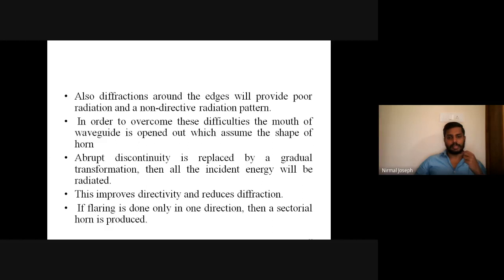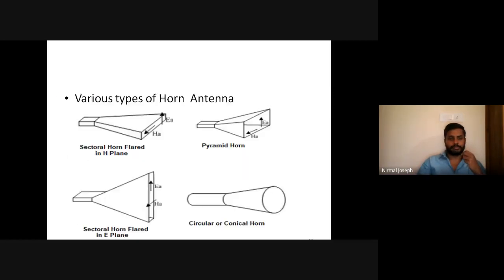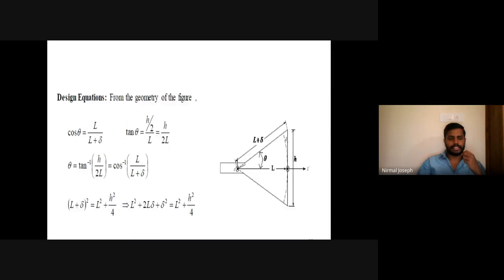Hence, the H plane horn antenna, E plane horn antenna, and pyramidal horn antenna are there. And if the waveguide is circular, conical horn antennas are used. These are the basic things we need to remember. Then the design equations. Here one basic horn antenna has been shown. Just remember this picture, that's all.